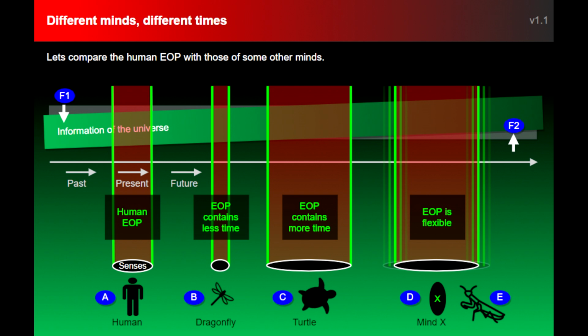F1, F2. Imagine the universe as a whole looks like a wooden plank. If someone were to drop a heavy weight on one side of it, F1, the other side, F2, would instantly move up.